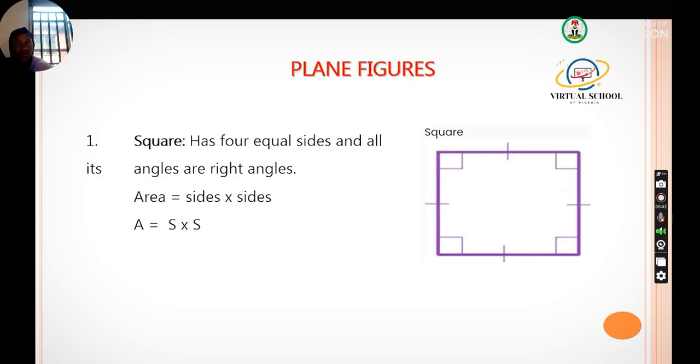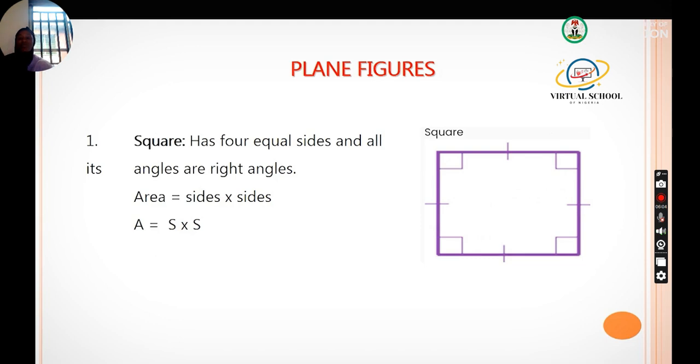A right angle is a 90-degree angle. When you place your protractor here, it measures 90 degrees. So all the 4 sides are equal and they form a right angle. Now, if I cover this part of the square and this below part, you see that it forms a right angle from this side, right angle from this side, which is 90 degrees.